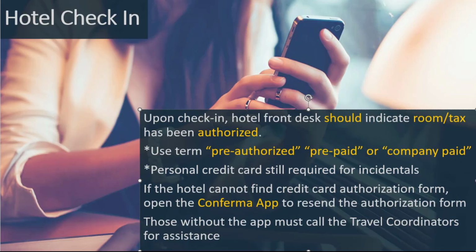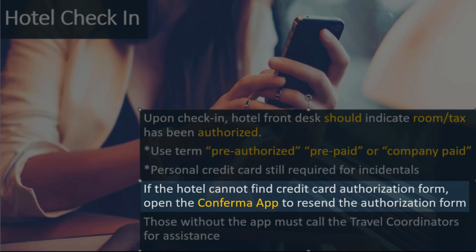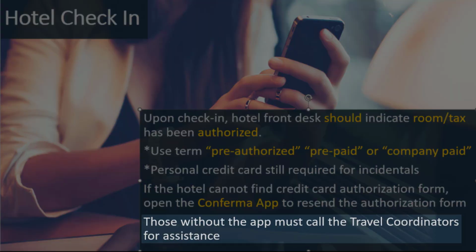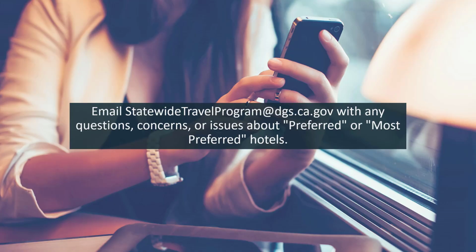If you run into any issues, such as the hotel being unable to find a form, there are a couple of options for you. Option 1, if you have the Conferma app, you can open the app and resend that credit card authorization form. If you don't have the app, you will need to reach out to your travel coordinator for further assistance. If you are booking at one of the preferred or most preferred hotels and you are having issues with the virtual card, please let us know so that we can work with our hotel analysts and the hotel property to ensure that this doesn't happen again.